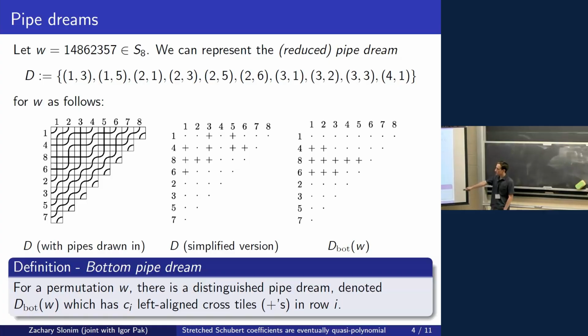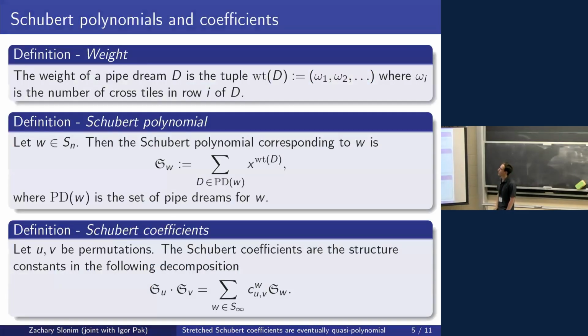And we're also going to have this distinguished bottom pipe dream, which is drawn over here on the right. The reason it is distinguished will come up later, but it's just going to have the code number of cross tiles in row i, left aligned. And you can check with me for this example. This is indeed a pipe dream, but it's always going to be a pipe dream, and it's the minimal one in terms of some sort of order.